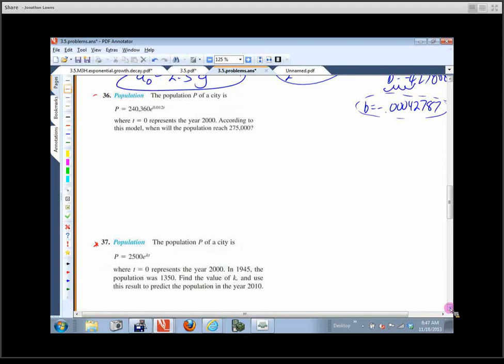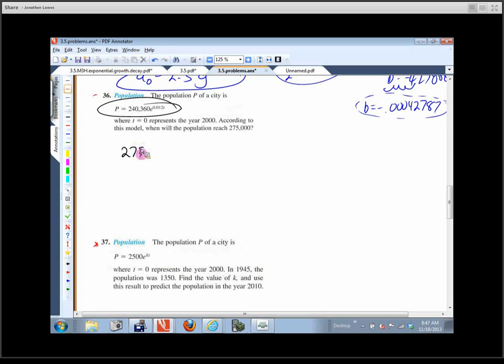Just look at it for a second. Is there anything nice about it? It's a story problem, maybe that's no fun, but look at it. Is there anything nice about it? What is it? It gives you the formula. If they give you the formula, they have done most of the work. Okay? It says t represents the year 2000, and it says, when will the population reach 275,000? So where do I put that? I put that in for P.